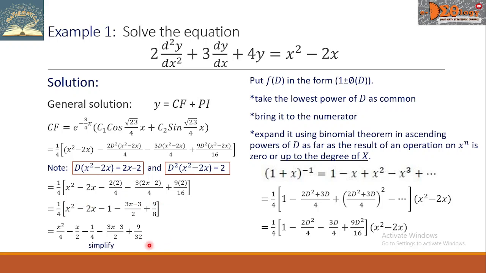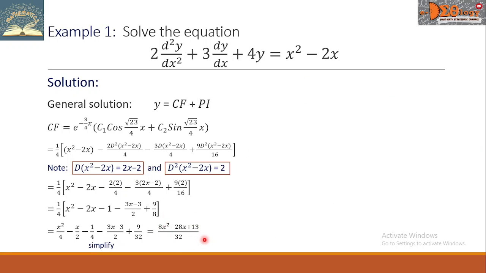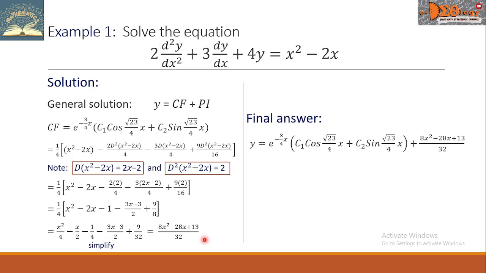Next thing to do is to simplify the fractions, and we will get this 8x squared minus 28x plus 13 all over 32. This is the value of our PI. It means for the final answer, we're going to combine the CF plus the PI. So y equals the CF value we write here plus the PI value is now in here.